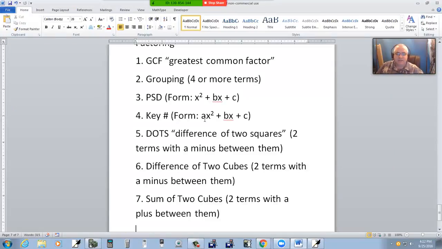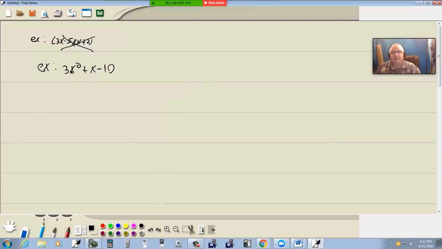Key number. Specifically, what we're looking for in our key number is an x squared, x, no x, and there's a number in front of your x squared. X squared, x, no x, number in front of our x squared. That fits. So this would be key number. Now for key number, we're going to take our number at the beginning, what's before x squared, times the number at the end, a constant term, ignoring signs. So I got 3 times 10, which is 30.